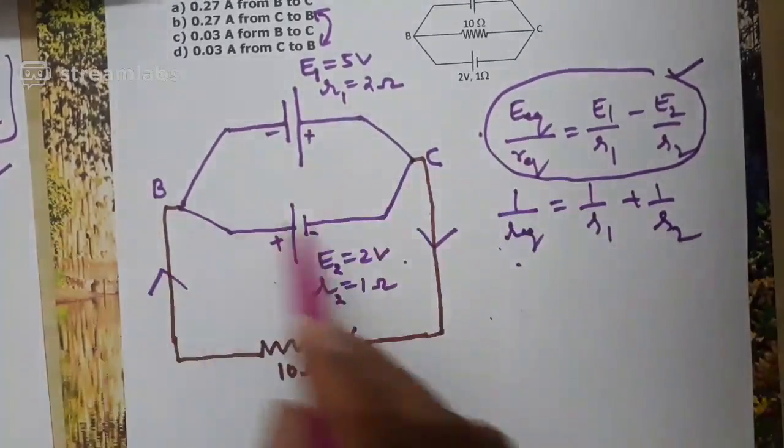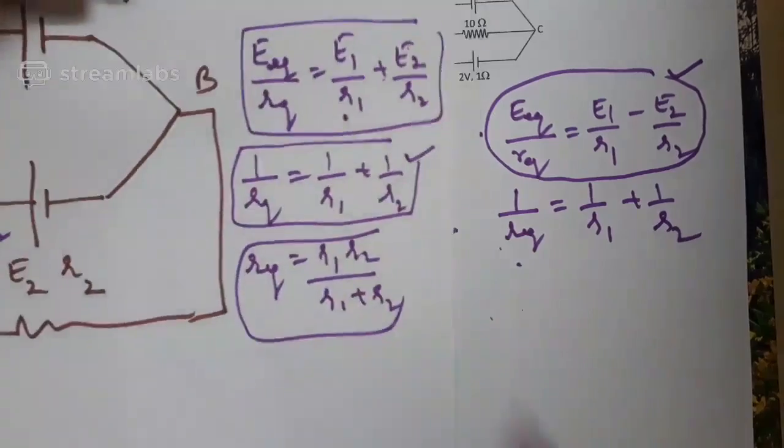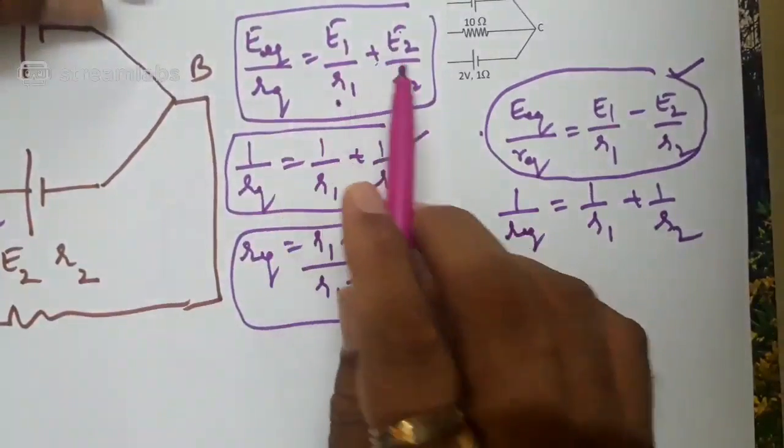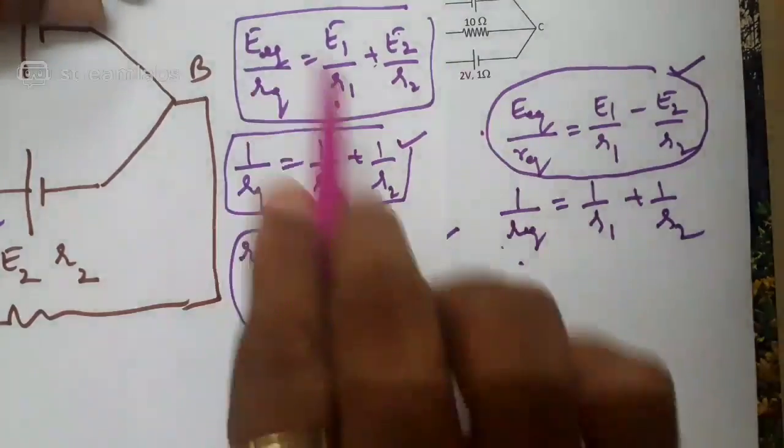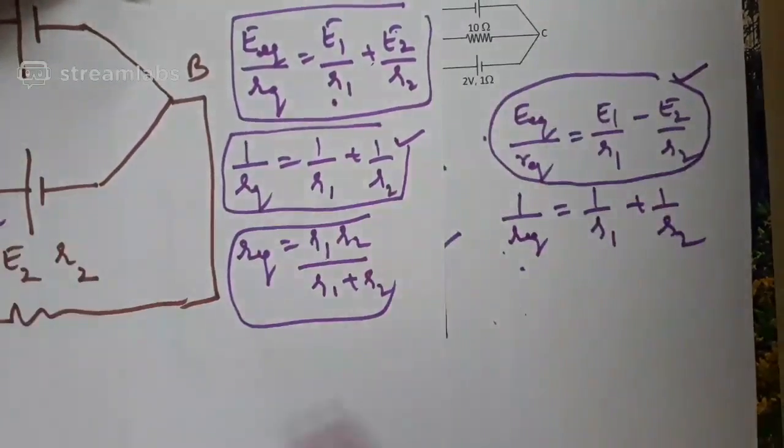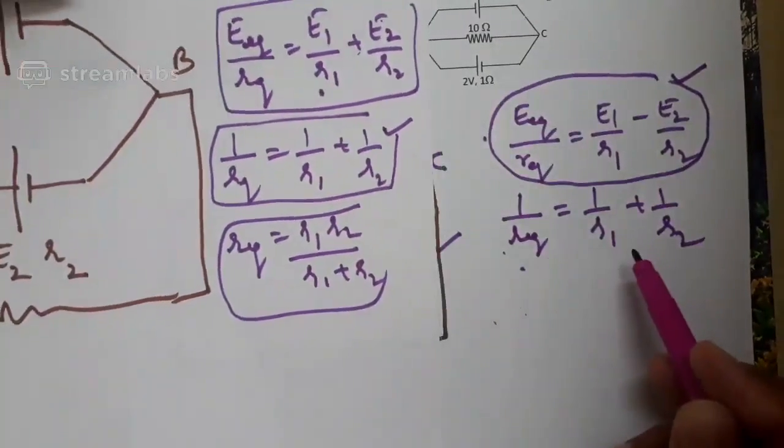Then since one cell is sending the current in the opposite direction, in the parallel combination formula I am using, this should be minus E2 by R2. EMF is negative because that cell is sending current in the opposite direction compared to the other cell. And there is no change in the internal resistance formula.